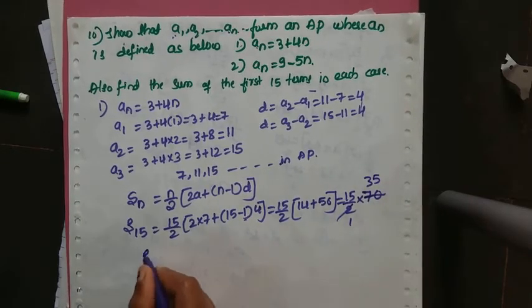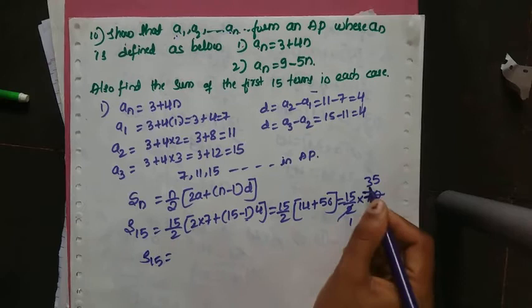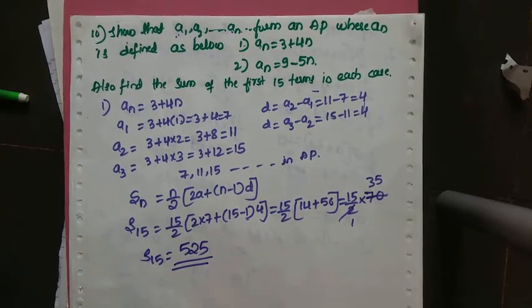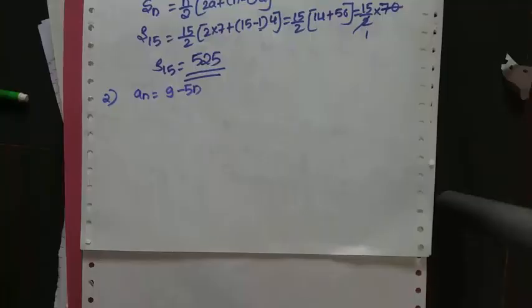So S15 equals 35 times 15, which equals 525. This is the sum of the first 15 terms.